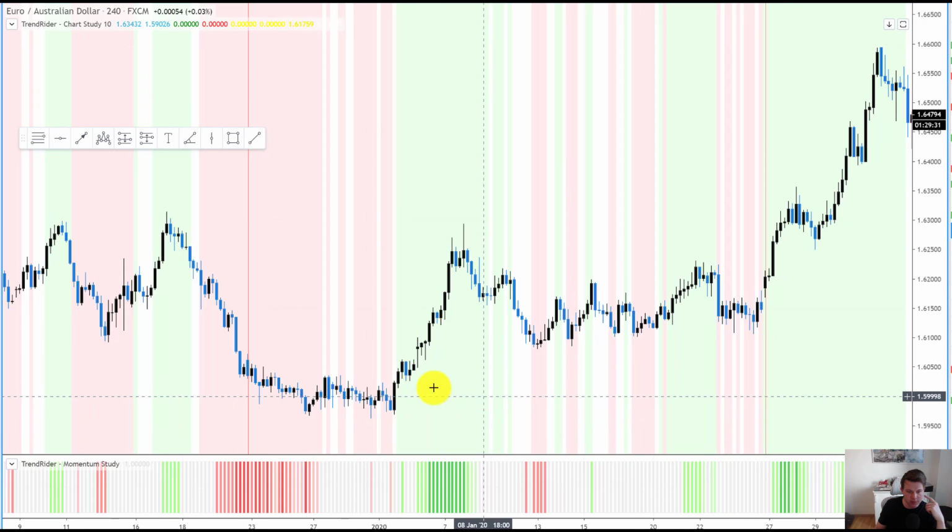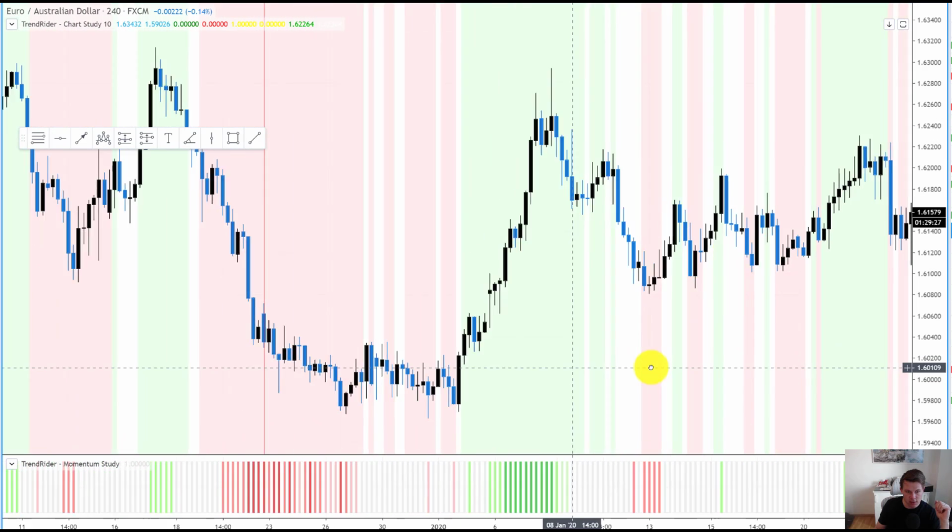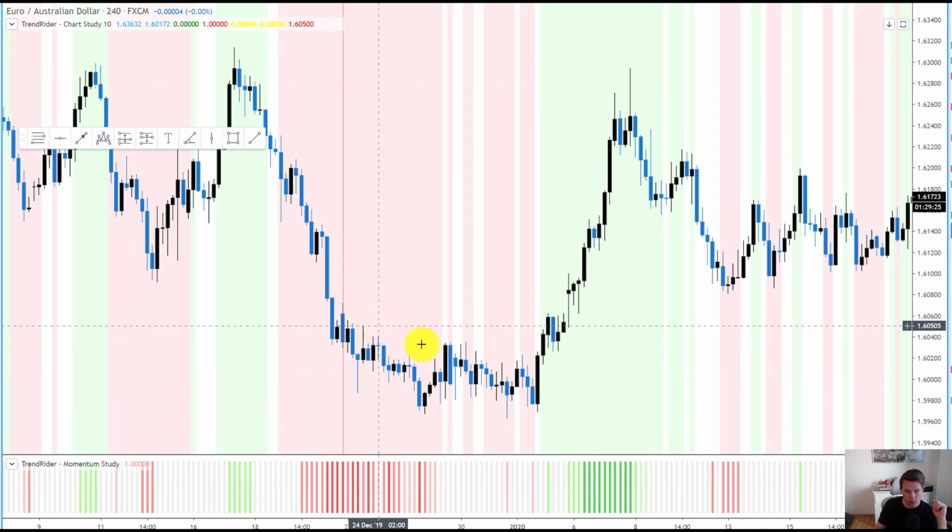And again, that's the beauty of the trend rider. It helps you get out of your trades very, very timely. So when the background color and the histogram are going to neutral, to white, then it's usually time to get out of the trade if you haven't already exited the trade with your manual take profit target.